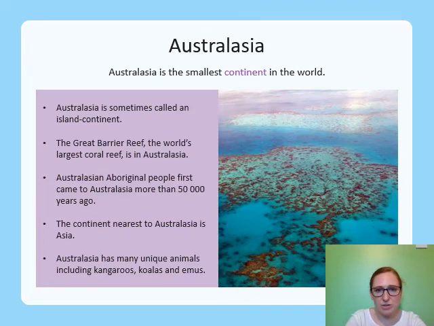Australasia is the smallest continent in the world. Australasia is sometimes called an island continent. It's called an island continent because most of the continent is just within one island. The Great Barrier Reef, the world's largest coral reef, is in Australasia. Australasian Aboriginal people first came to Australasia more than 50,000 years ago. The continent nearest to Australasia is Asia. Australasia has many unique animals including kangaroos, koalas and emus.